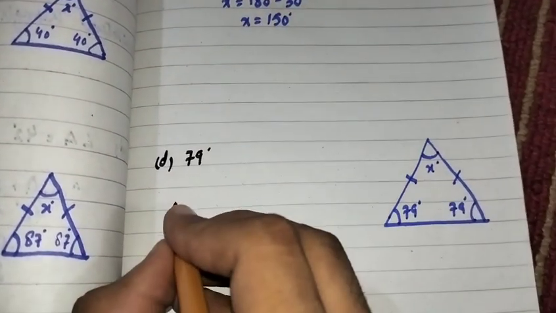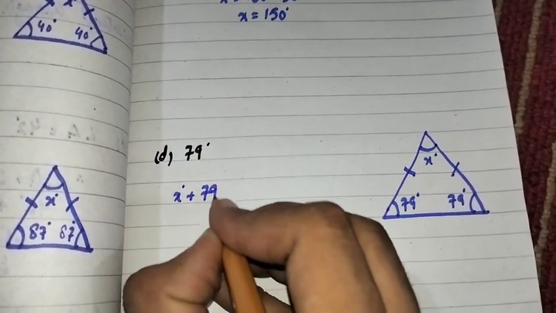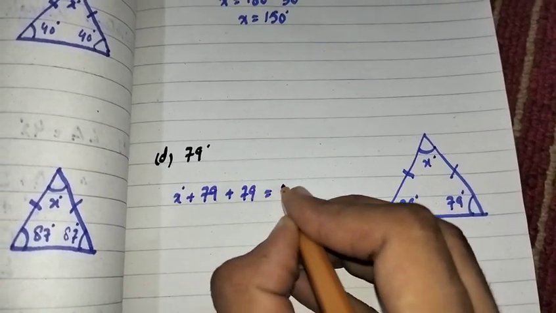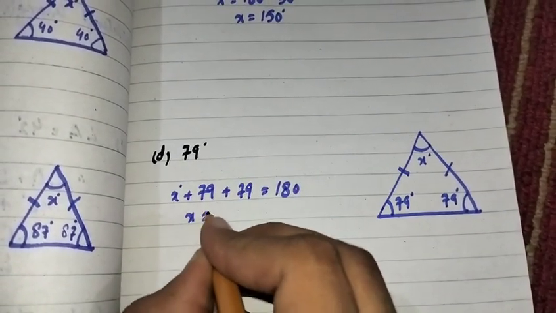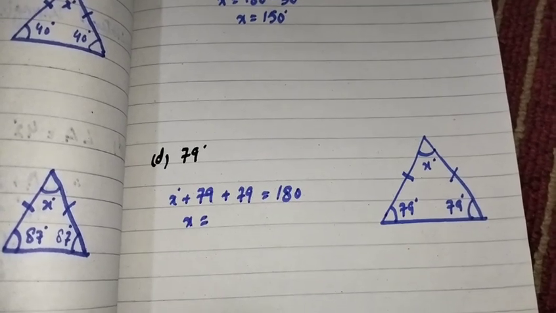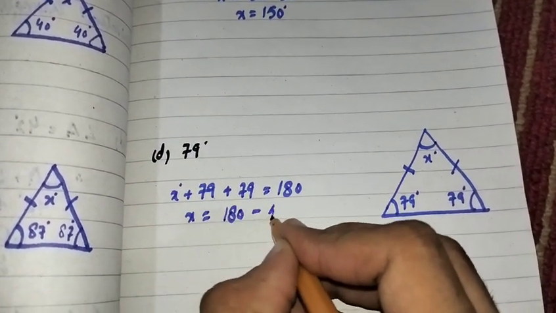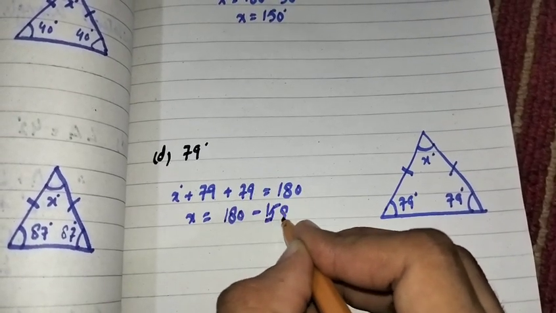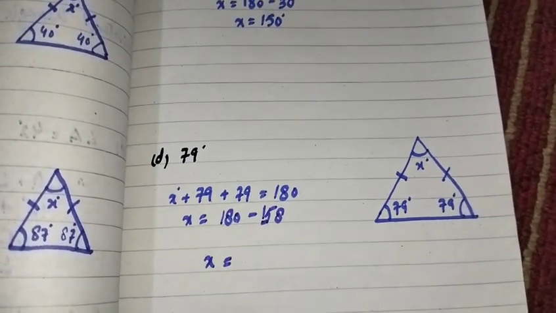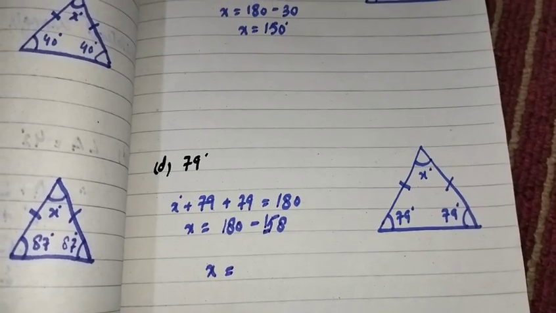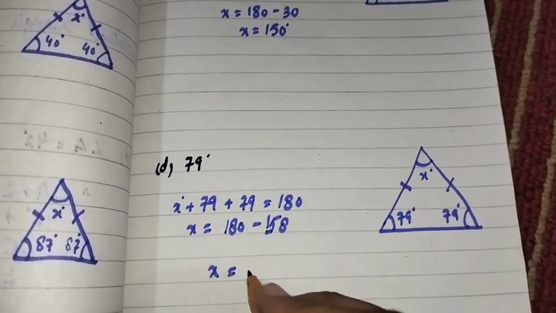As we know that the sum of all angles of a triangle is equals to 180 degree. So x is equals to 180 minus 79 plus 79, 158. So x is equals to 22 degree.